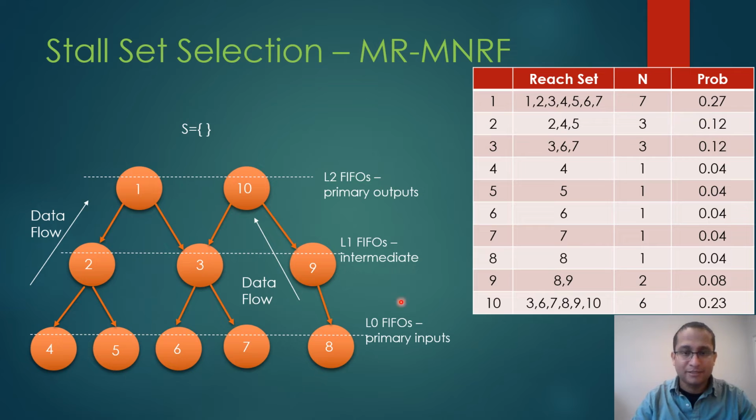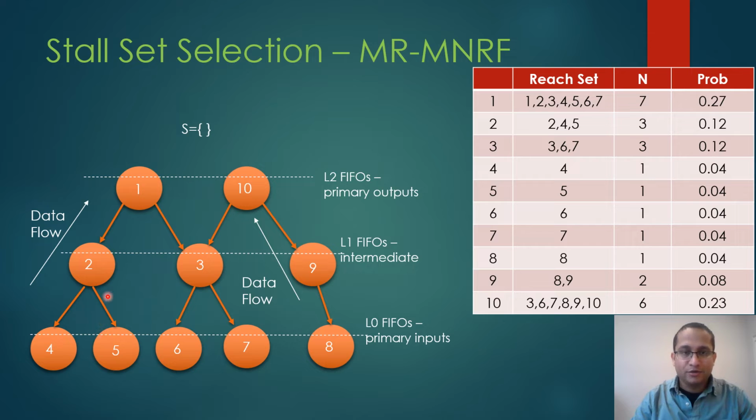So let's look at a typical FIFO dependency topology, which is like a tree structure. Here, the nodes are the FIFOs and the edges are the dependencies. So what that means is that if you stall one, FIFOs 2 and 3 could get stalled, and so on. And a stall in FIFO 2 can in turn stall 4 and 5, and so on.